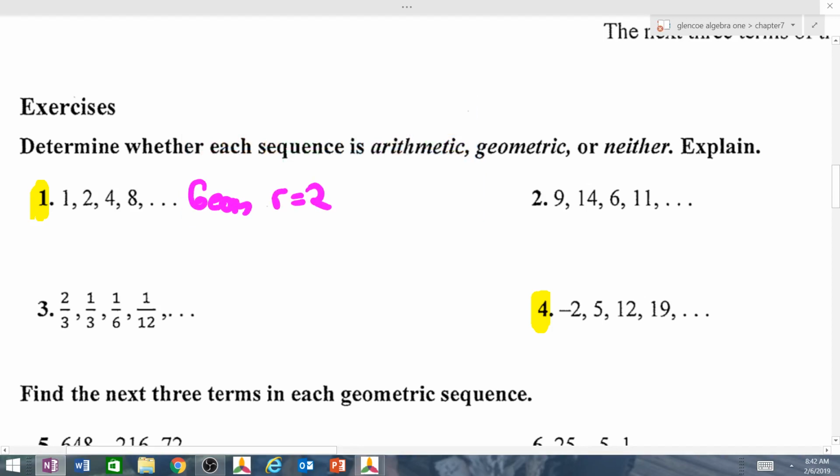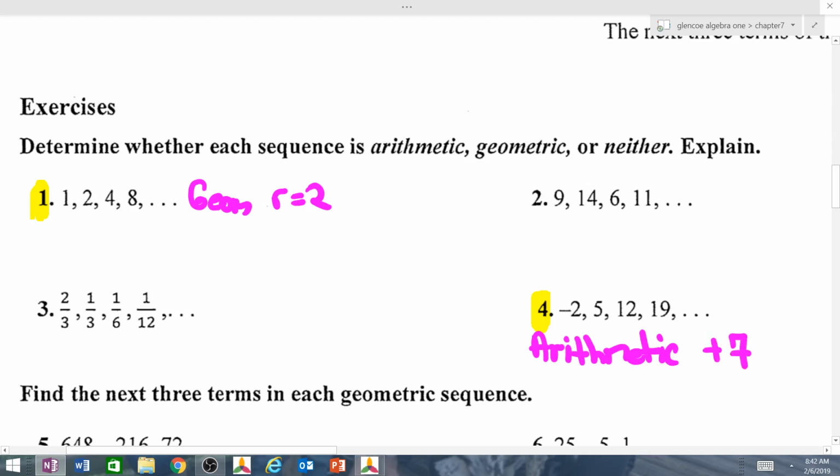Number 4, what are we doing? Anybody? Joseph? We're adding 7. So what kind of a sequence is it then, Joseph? An arithmetic sequence. Does anybody have a question? Today's a relatively simple lesson.